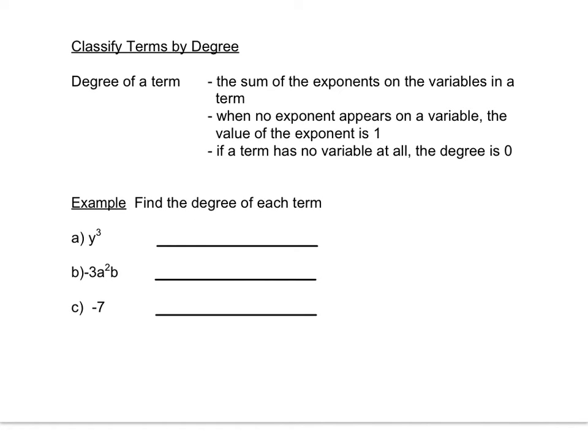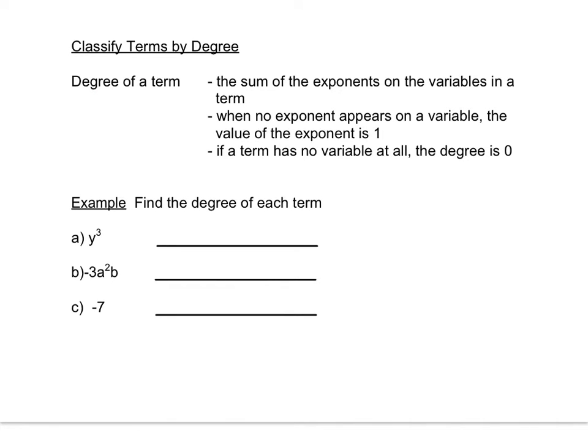Now we're going to talk about degrees. So we've talked so far about what a variable is, what a constant is, what a coefficient is. We've talked about a monomial, binomial, trinomial. So now the next thing we need to talk about is the degree of a polynomial. So here's what it is.